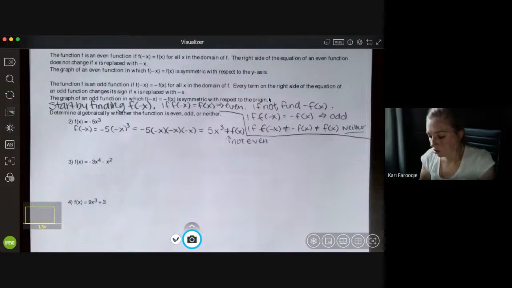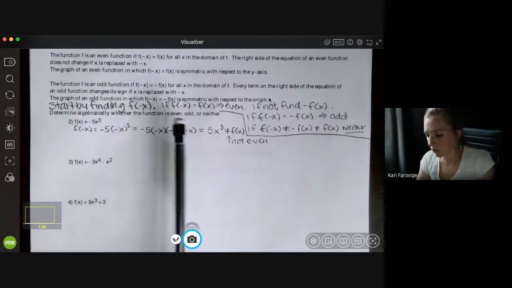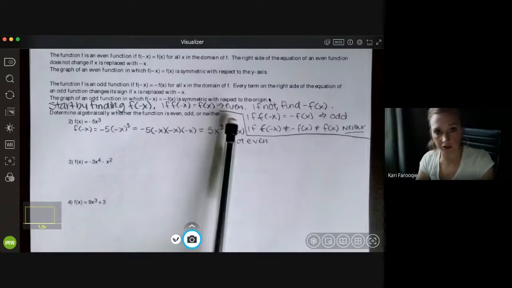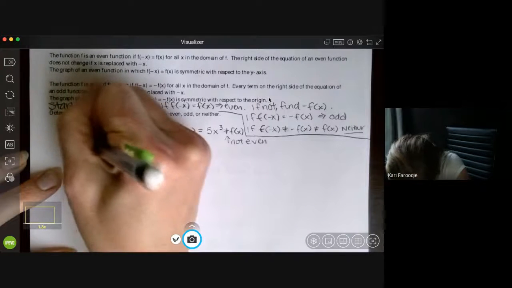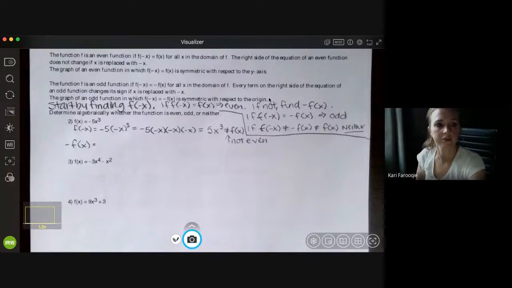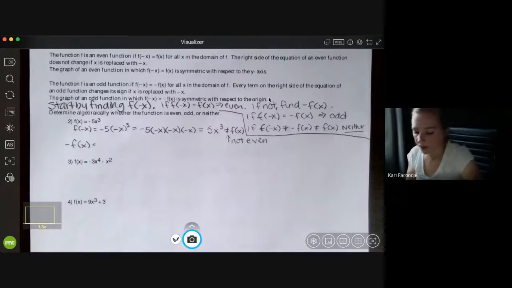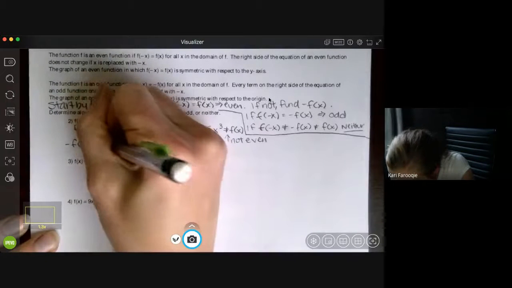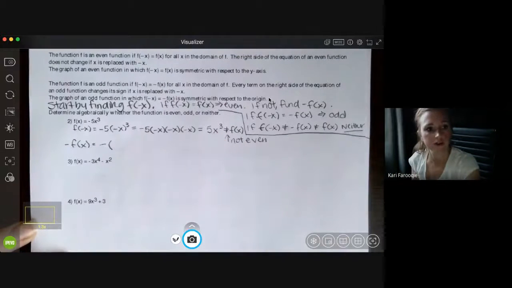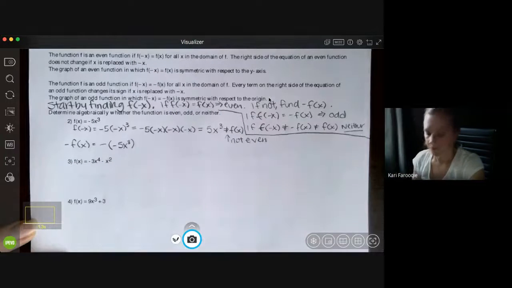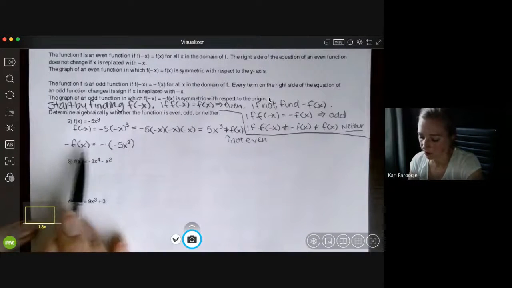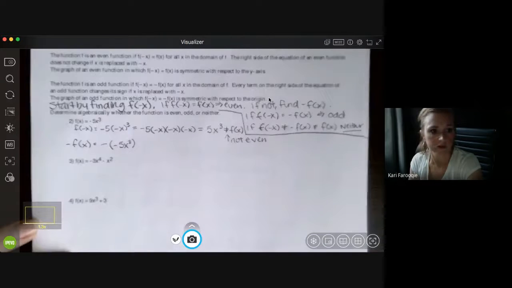All right, so your instructions were start by finding f of negative x. If f of negative x equals f of x, your function's even, and then you stop. If it's not, find negative f of x. Now, negative f of x is not the same as f of negative x. Negative f of x takes your whole function f of x and makes it negative. So you're taking a negative of your original function f of x, which was negative 5x cubed. So negative f of x equals negative 5x cubed.